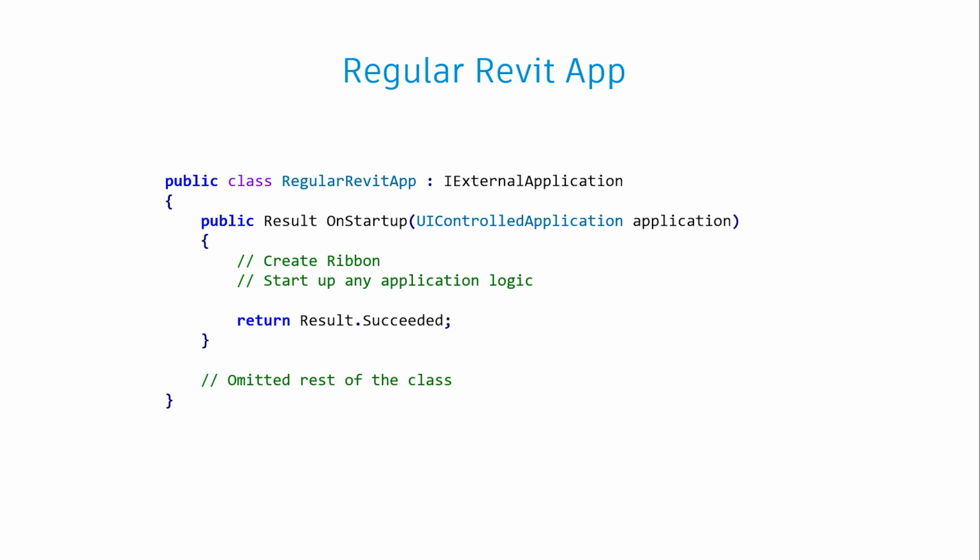Let's have a look at the code. And here we have a startup method that injects the UI control application class. And then we create the ribbon and the application logic there. Then we return.